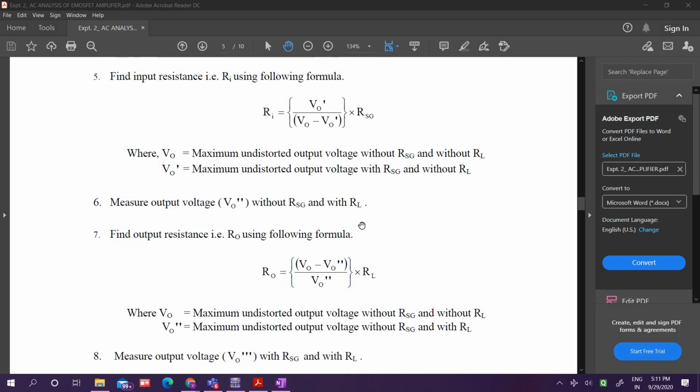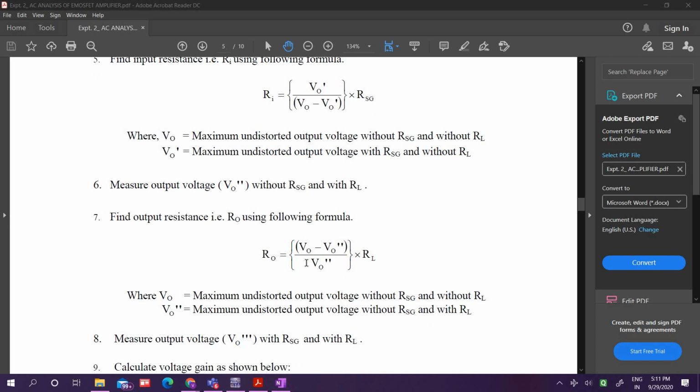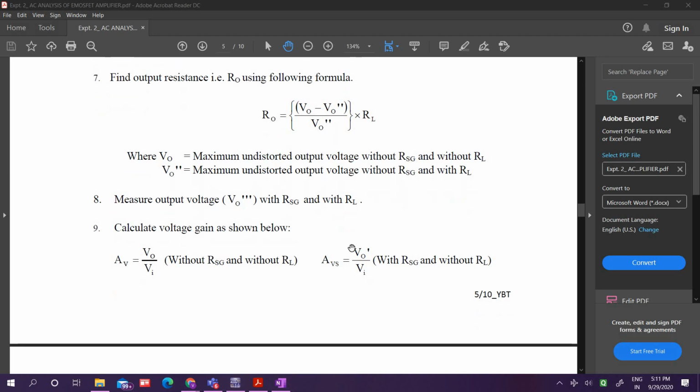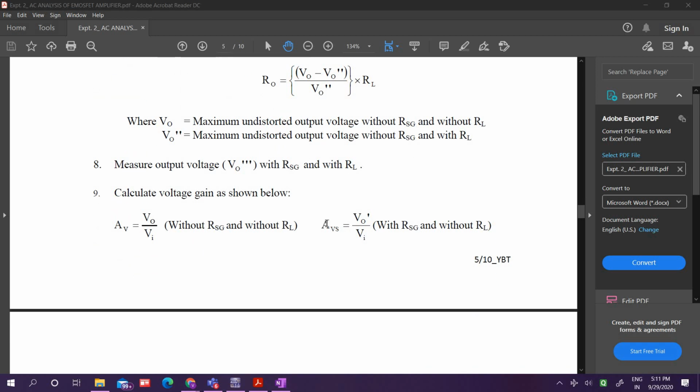Now in the second case, we have to find the RO when RL is connected in the network. So RO is equal to VO minus VO double dash upon VO double dash. Using these two formulas, we can calculate the input impedance and output impedance. In the third stage, we again calculate the voltage with both RSG and RL connected. After that, we have to calculate the AV.